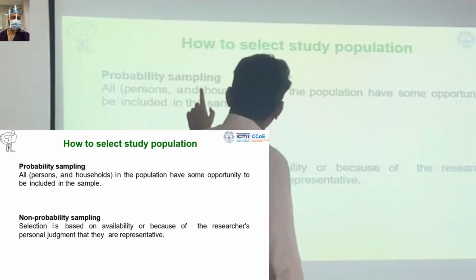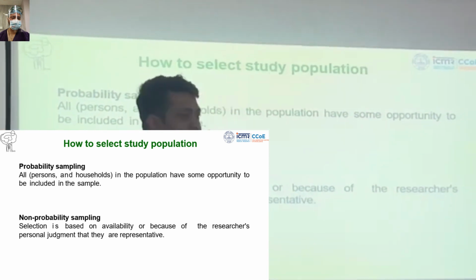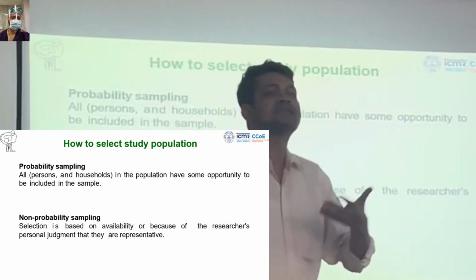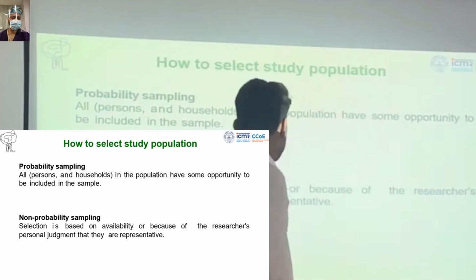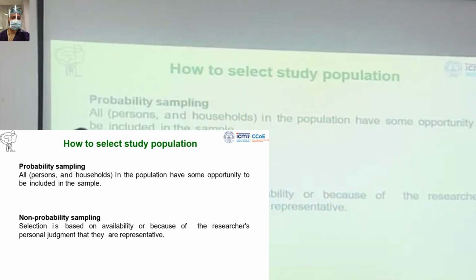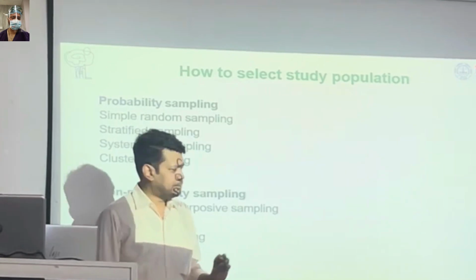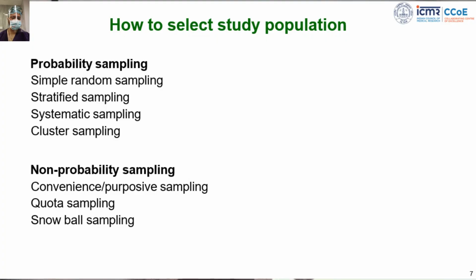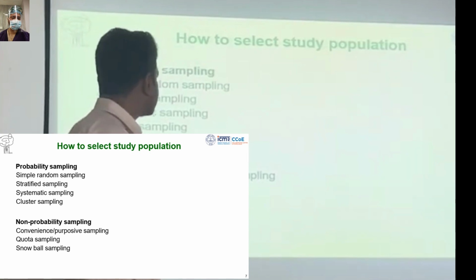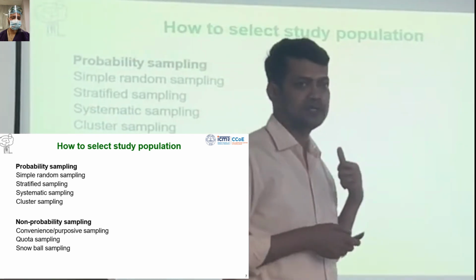Probability sampling, the term probability, is it clear? What does that mean? It means everybody has an equal chance of getting selected. Now what are the different types of probability sampling? That will be important for all of you. Primarily 3-4 types: simple random sampling, stratified sampling, systematic sampling, cluster sampling. I think none of your projects is applicable for cluster sampling, from what I have heard till now. Either it will be simple random sampling, or stratified sampling, or systematic sampling. What are the differences between these three?